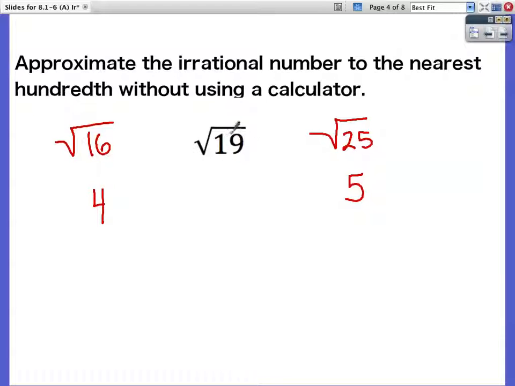Notice my strategy here. I know 19 is only 3 away from 16. That's the difference between 19 and 16. But it's 6 away from 25. Because of that, I'm going to come up with a guess that's closer to the square root of 16 than to the square root of 25, because the square root of 19 is closer to the square root of 16. So instead of trying 4.9 or 4.8, I'm going to attempt to try 4.3. Let's see what happens. I'm going to go to the next page to do the work here.